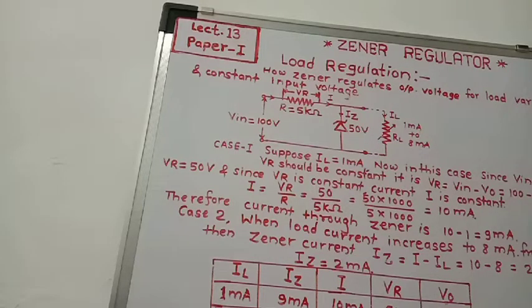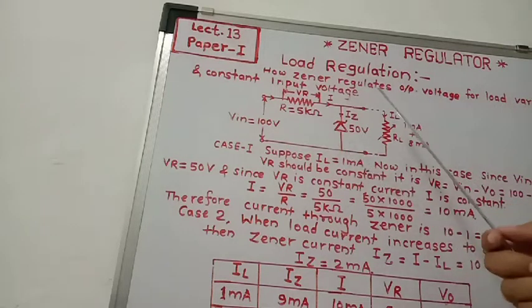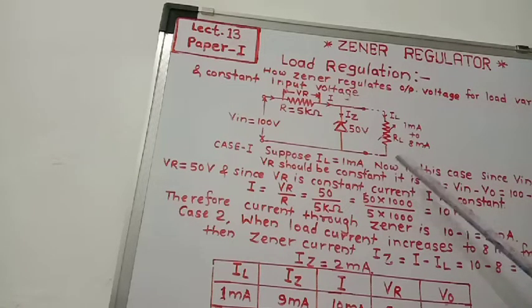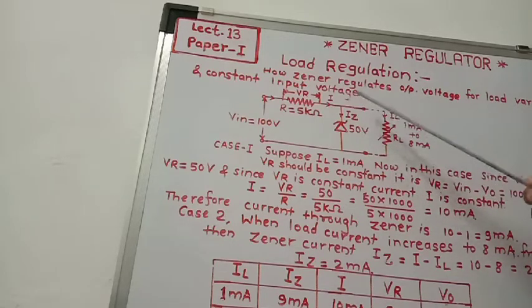Hello students, today we will learn about load regulation, that is, how a Zener diode maintains the output voltage constant, how a Zener diode keeps the load voltage constant when the load current changes, by connecting a variable resistance across the regulator, across the Zener diode.